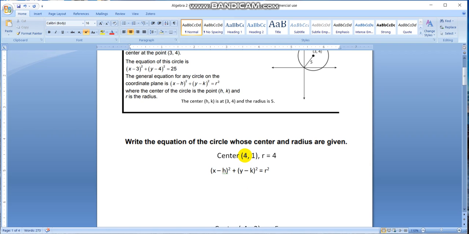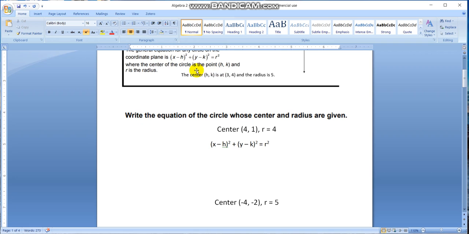So the center of the circle is a point h, comma k. This means that if we have 4, 1, then h is 4 and k is 1. Do you see that? Let me make that a little bigger so you guys can see it. The radius, we're given, is 4.